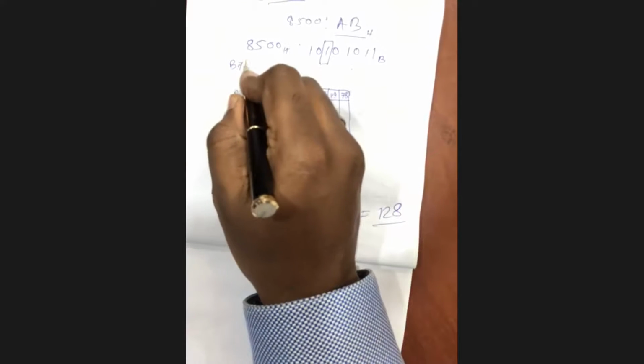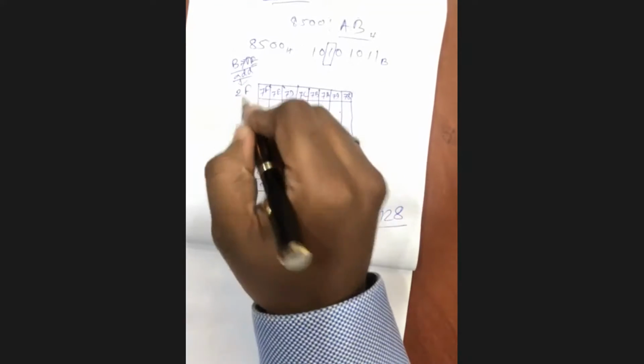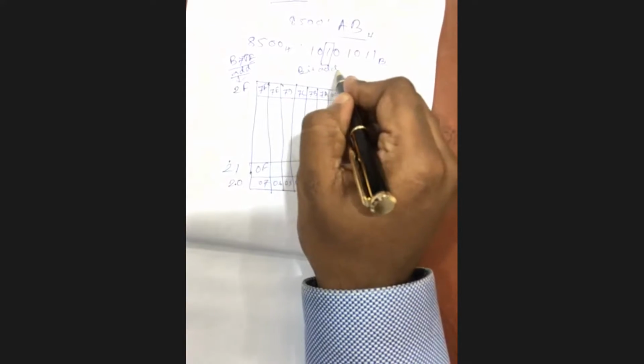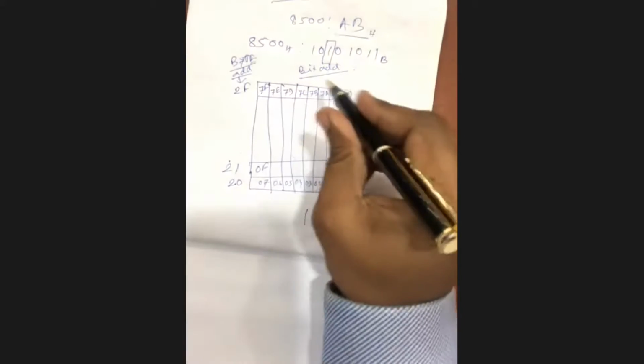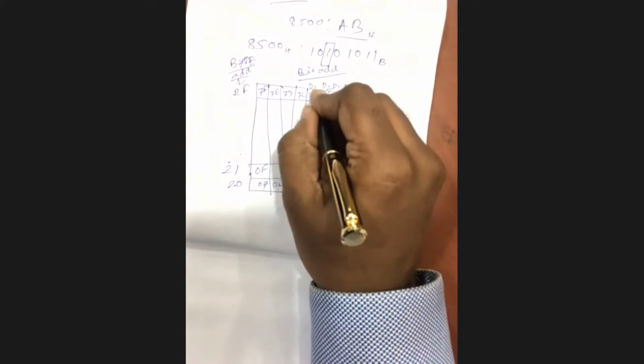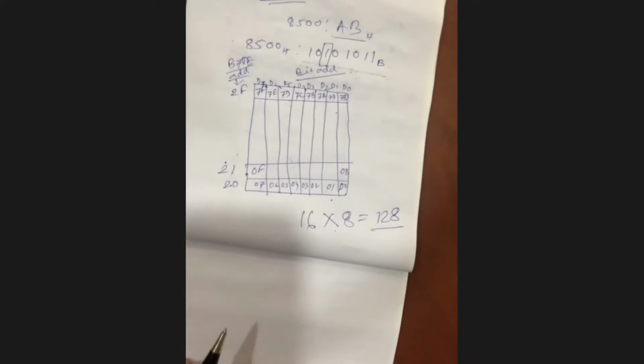Now this 20 to 2F is called byte address. These are called bit address. And the bit names are D0, D1, D2, D3, D4, D5, D6, and D7. Is it clear? So D0 to D7 will be the data.